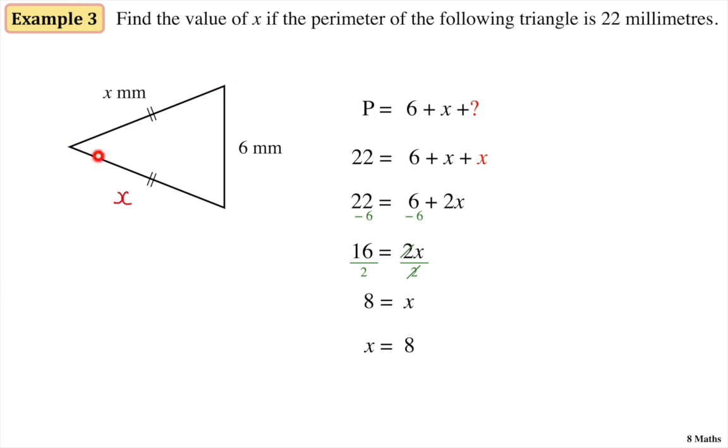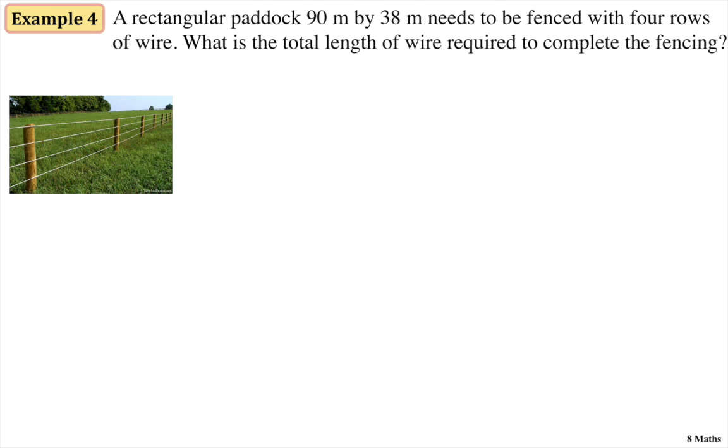That would be 8, that would be 8, and that would be 6, so that my triangle has a perimeter of 22 millimetres. The 3 sides add to give 22 millimetres.